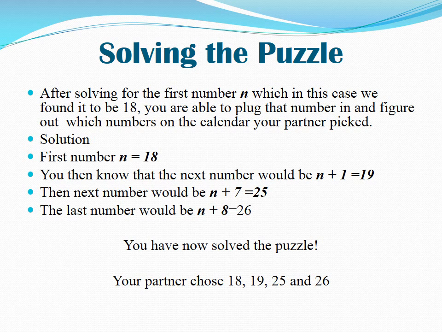The next number is n plus 1 equaling 19. The next number would be n plus 7 equals 25. And the last number would be n plus 8, which equals 26. You have now solved the puzzle. Your partner chose 18, 19, 25, and 26.